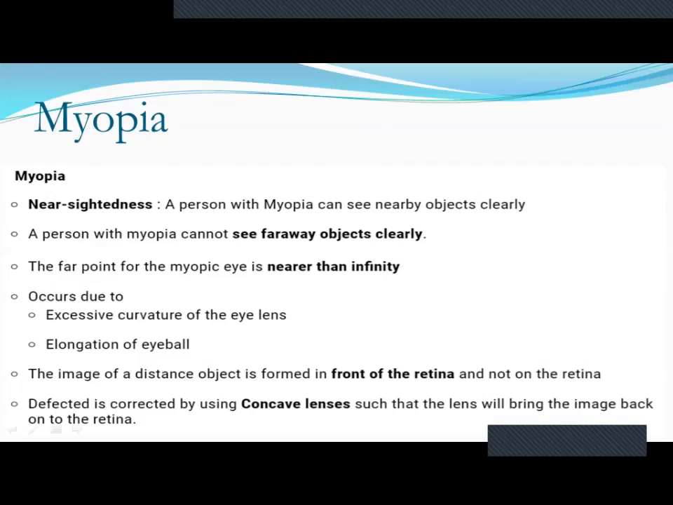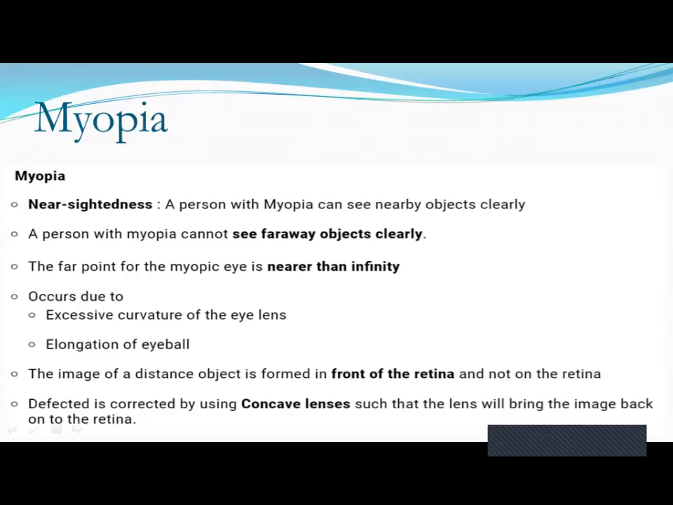So a person with myopia can't see faraway objects clearly. They can see nearby objects clearly. That is called myopia, or short-sightedness, or nearsightedness. Short and near are both the same. So the far point for the myopic eye is nearer than infinity. If we take some object as a far point, that is nearer than infinity. Infinity means an immeasurable distance, so it is comparatively nearer than that.